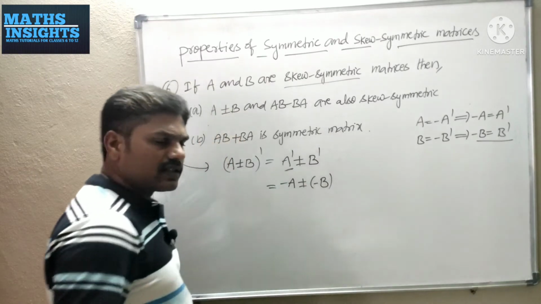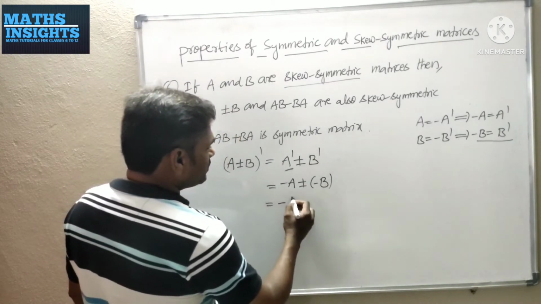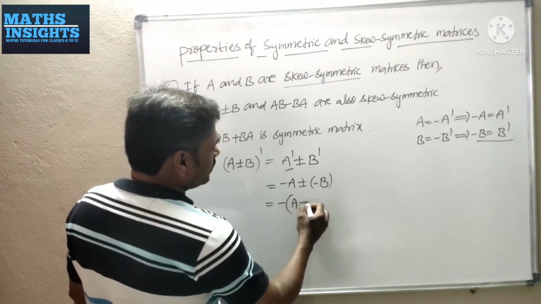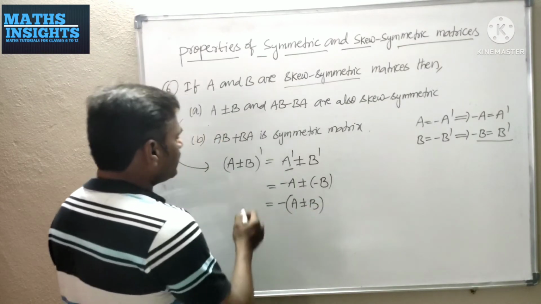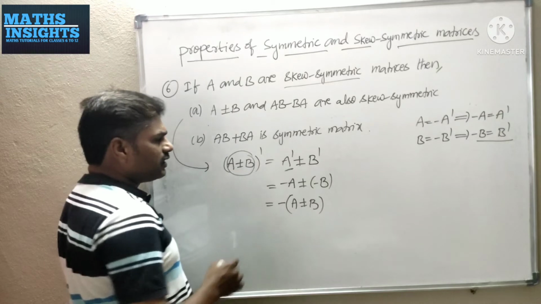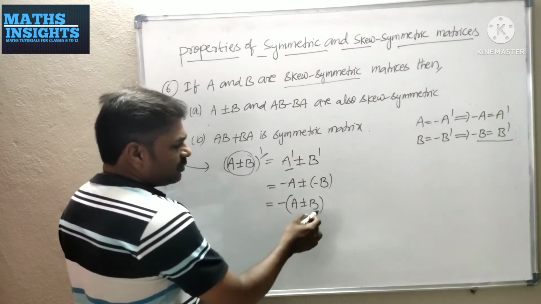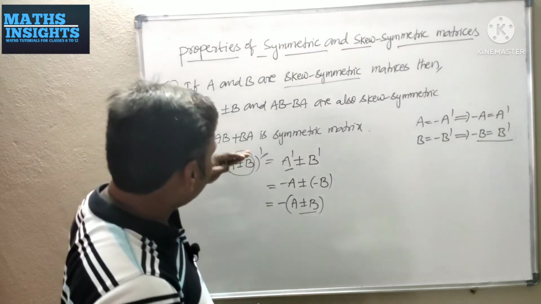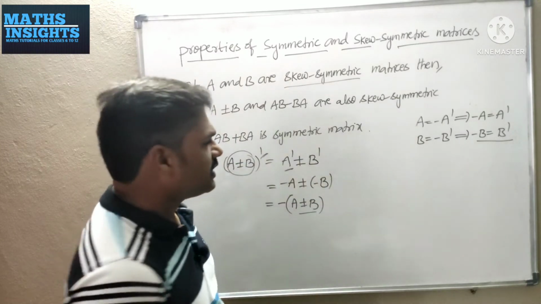Can I write like this? That is equal to, you may take minus common, then this is A plus or minus B. So whatever matrix I have taken, on doing the transpose I am getting the negative of that matrix, therefore this is a skew symmetric matrix.